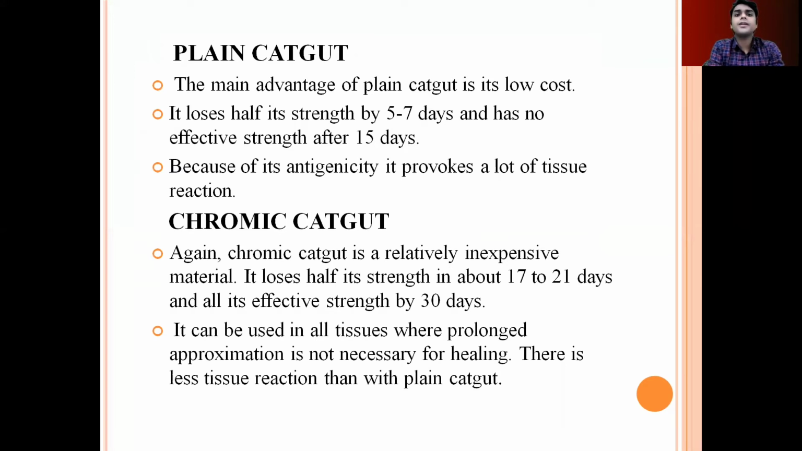What is important here is that the plain catgut loses half its strength by 5 to 7 days, whereas the chromic catgut loses half its strength in 17 to 21 days. The effective strength is lost in about 15 days in the plain catgut, whereas the effective strength is lost in about 30 days in the chromic catgut. Because of its antigenicity, it provokes a lot of tissue reaction in the plain catgut sutures. Chromic catgut can be used in all tissues where prolonged approximation is not necessary for healing. There is less tissue reaction than with plain catgut.